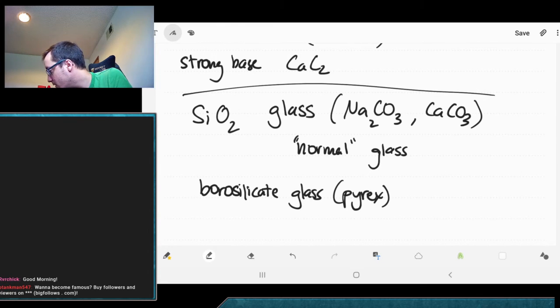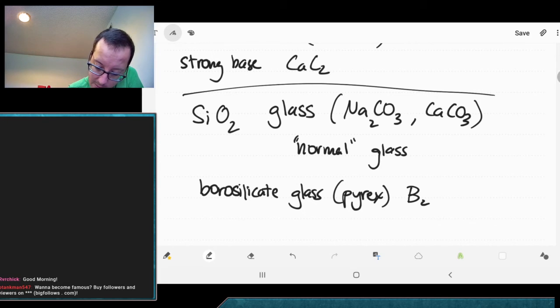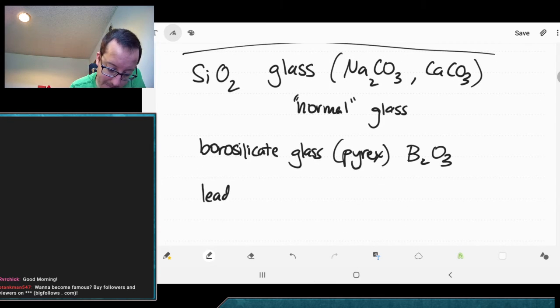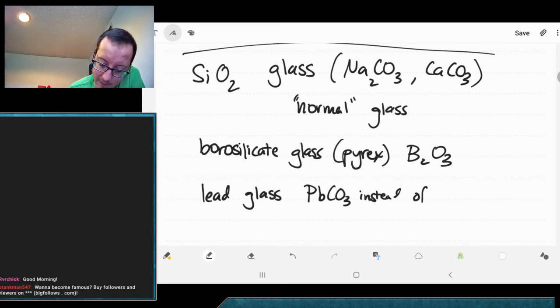What's the boron with borosilicate glass? B2O3, it's borax. Okay. So you use boron instead of the sodium and calcium here. You can have lead glass, which uses lead instead of the calcium. Lead glass is what you see in the fancy wine glasses or decanters.